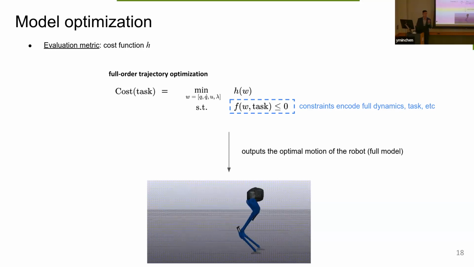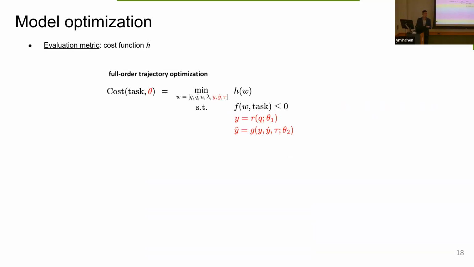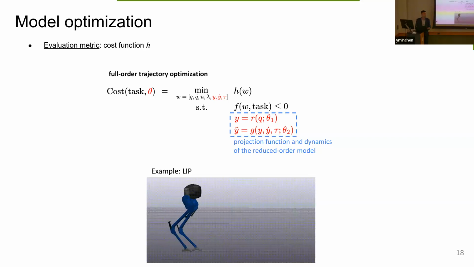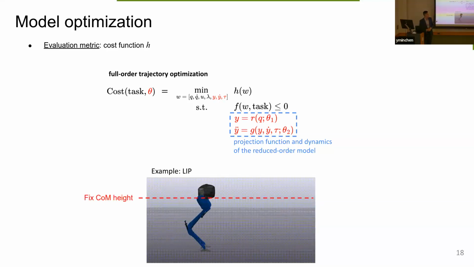And now where's the reducer model? The reducer model comes in as additional constraints that force the robot to behave like a reducer model. So R and G are the functions that I've been showing you. And once we add these constraints, the robot's motion looks like this. So for example, if we make the model LIP, then we can see the resultant center of mass height is fixed in the plane.